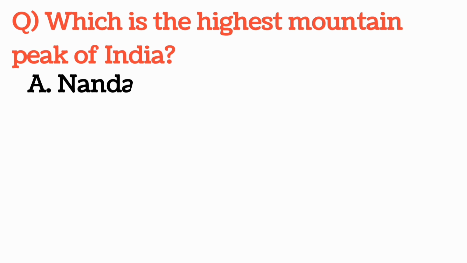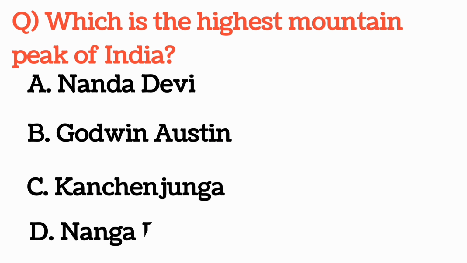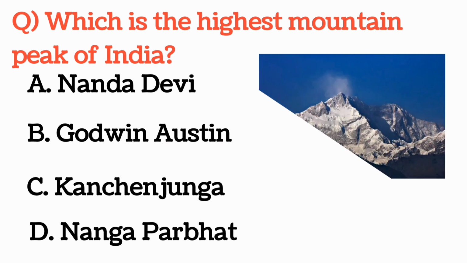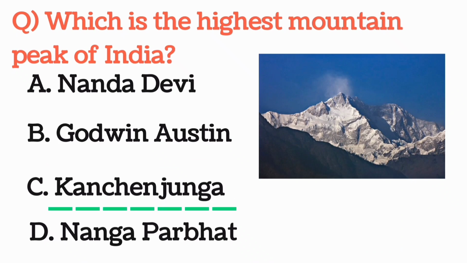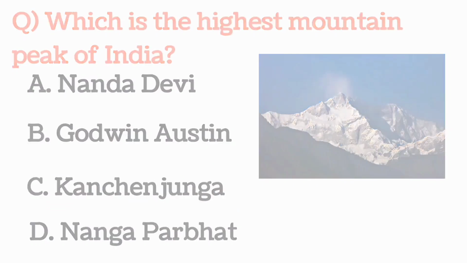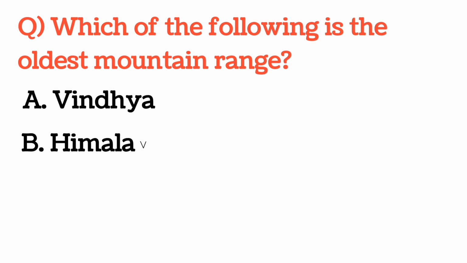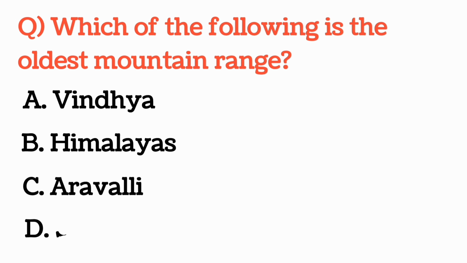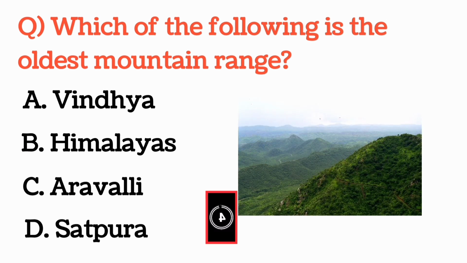Which is the highest mountain peak of India? Answer is Kanchenjunga. Which of the following is the oldest mountain range? Aravali.